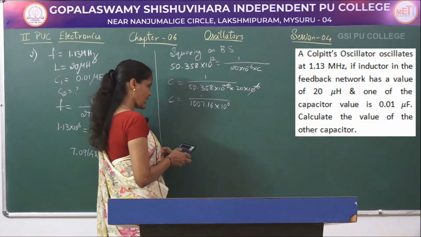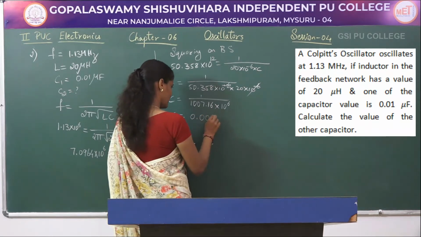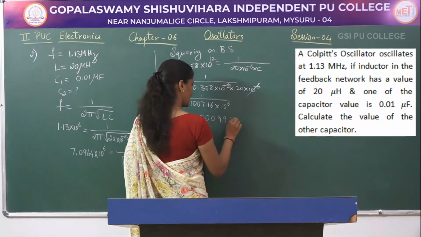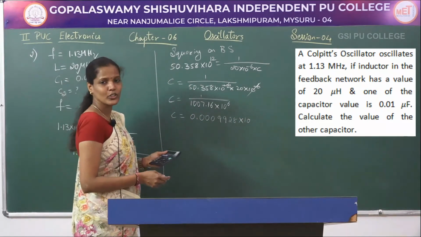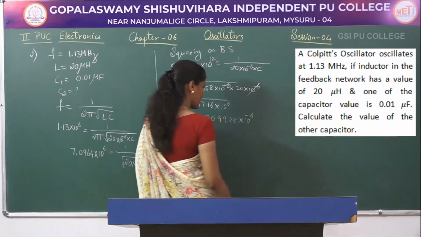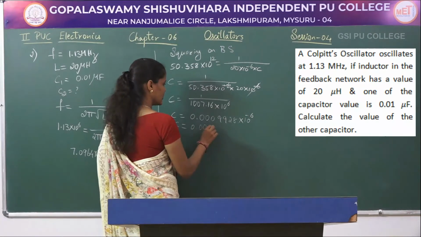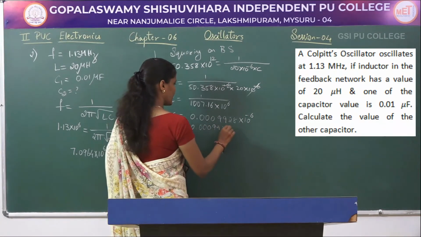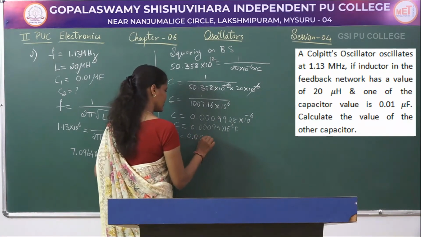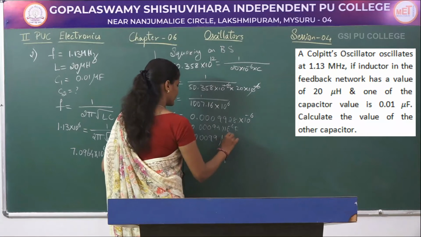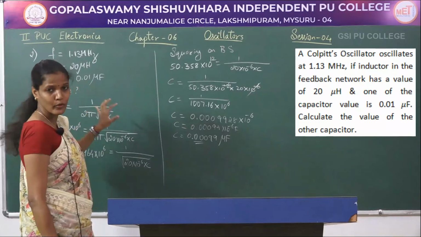So 1 divided by this answer gives me C is equal to 0.00099 into 10 to the power of plus 6 in the denominator. So when it goes to the numerator, its value will become 10 to the power of minus 6. So C value is 0.00099 into 10 to the power of minus 6 farad, or C is equal to 0.00099 microfarad. Let us keep this C in microfarad itself because the C1 value is in microfarad.